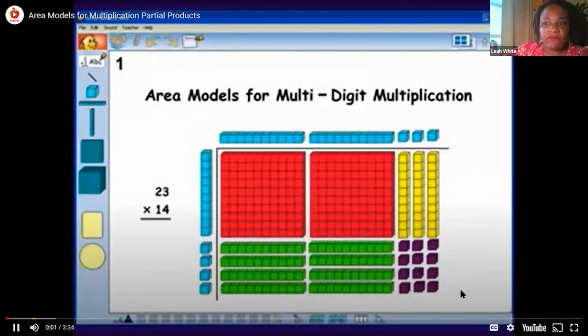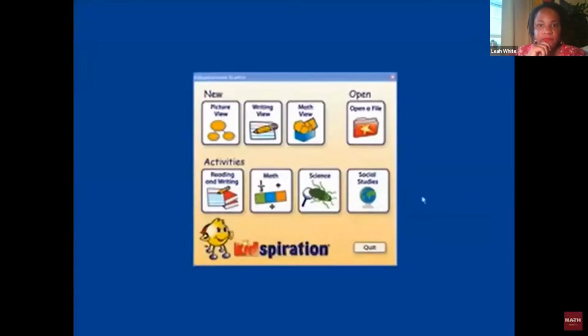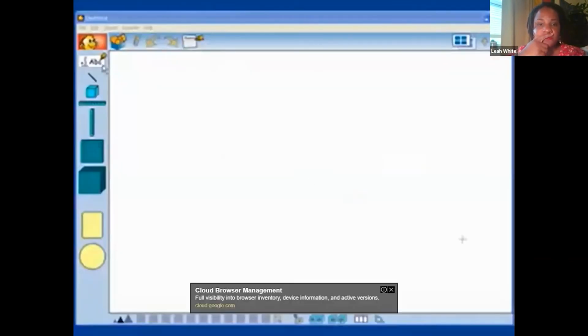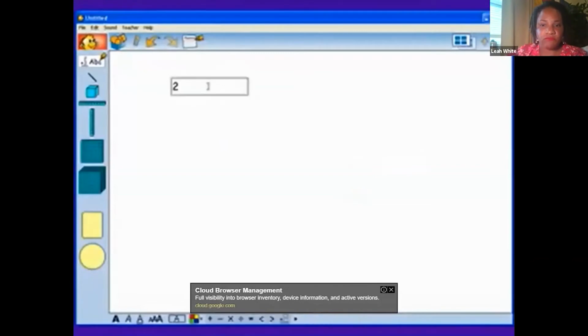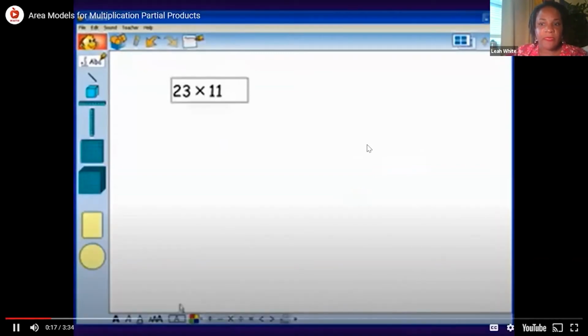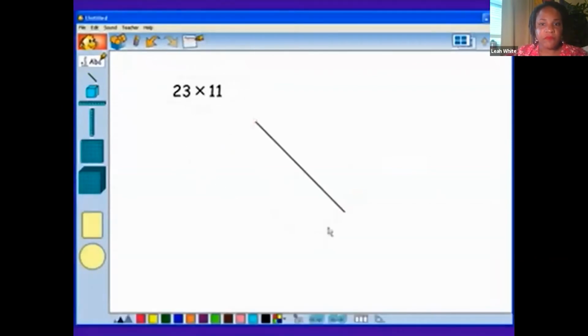Area models for multi-digit multiplication. Let's see how base 10 blocks inside Kidspiration can be used to build an array to help us solve a multiplication problem. Suppose I want to multiply 23 times 11. I'll start by setting up lines for my array. This is where I'll build the sides of my rectangle.